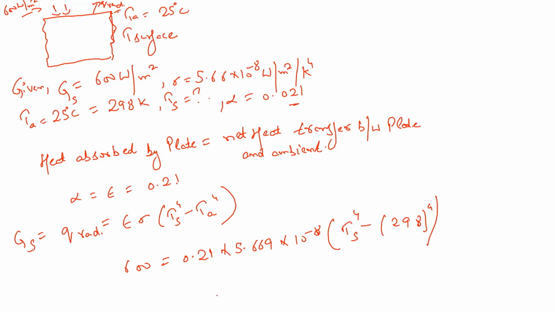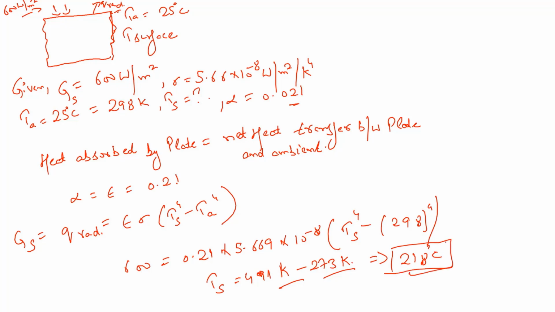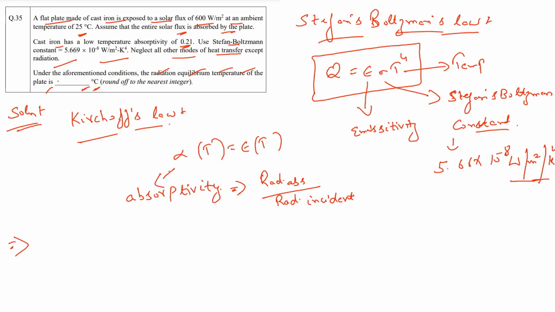If we solve it, Ts would become 491 Kelvin. But we have to give the temperature in degrees Celsius, so we subtract 273 from it, and it gives us 218 degrees Celsius, which is the right answer for the radiation equilibrium conditions. Thank you.